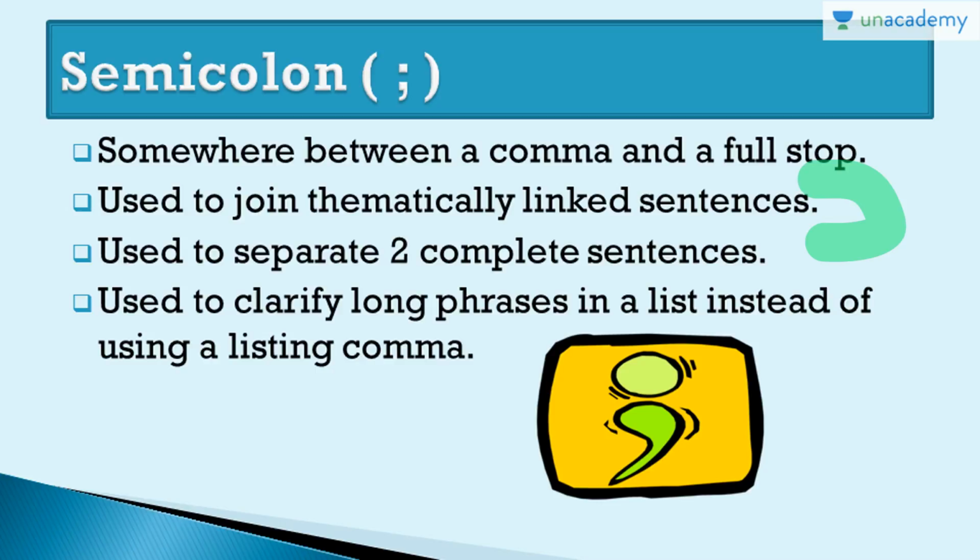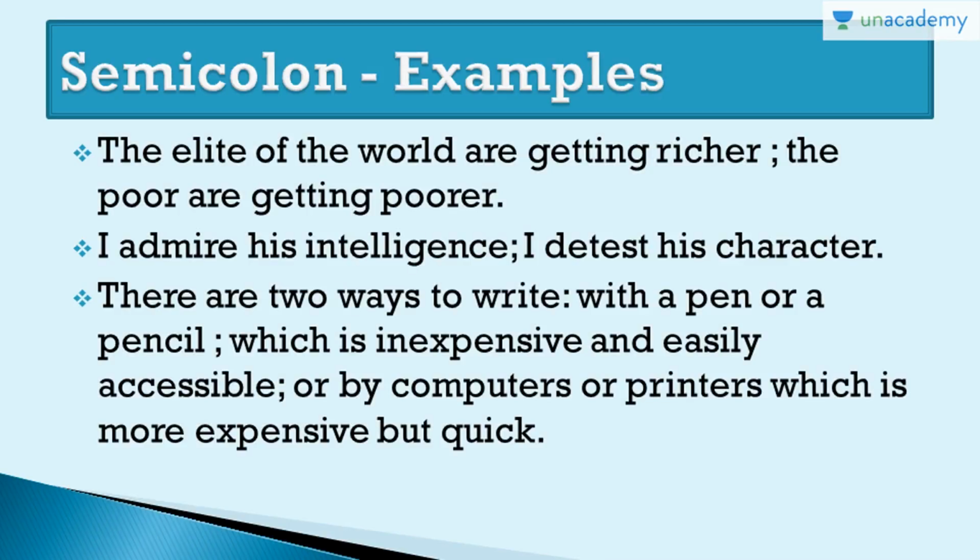It is also used to clarify long phrases in a list instead of a listing comma. Well, if you use a listing comma, you'll go on listing. But a semicolon categorizes things very conveniently, and listing becomes very easy for you. What you have to write in maybe 5 to 10 lines will be reduced to 3 to 4 lines with the help of a semicolon. So let's see the examples which will clarify our concept even more.